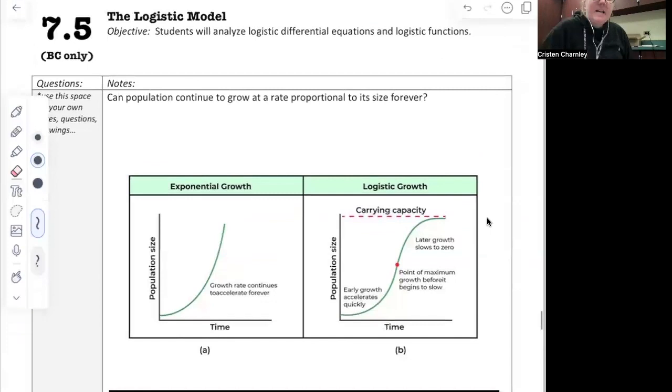Today we are looking at section 7.5, which is the logistic model. I think of it as the exponential growth model on kind of steroids. Students will analyze logistic differential equations and logistic functions.